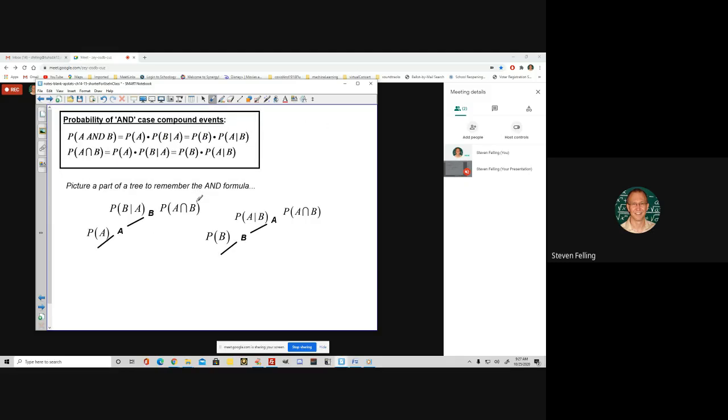All right. So I picture a tree, right? You can put A first and B. Probability of A and B is probability of A times probability of B given A, or they can be swapped.